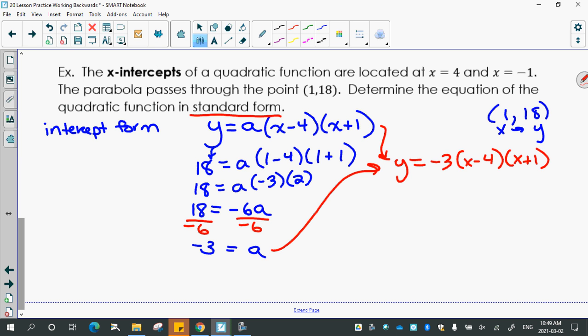Yep. Distribute. Okay, I'm going to save the negative 3 to distribute to the end. I'm going to do these guys first. Okay, and then I'll do the negative 3 at the end, because it's the easiest one to distribute.